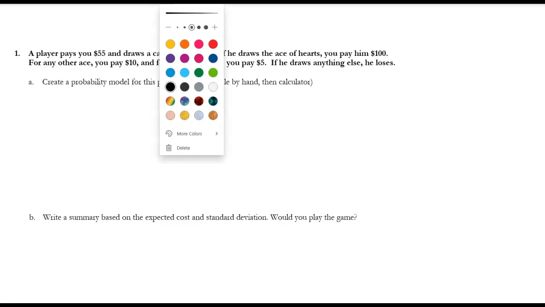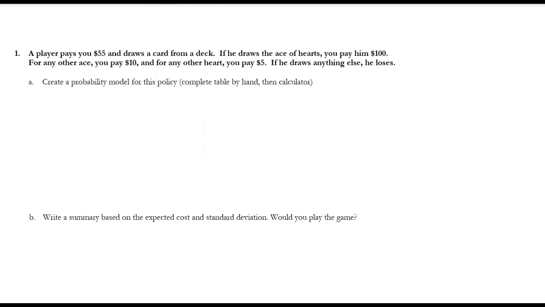Okay, so a player pays you $55 and draws a card from a deck. If he draws an ace of hearts, you pay him $100. For any other ace, you pay him $10. For any other heart, you pay him $5. Everything else, he loses. Because it says the player pays you money, we're going to find out what your profit is. This is for your profit.